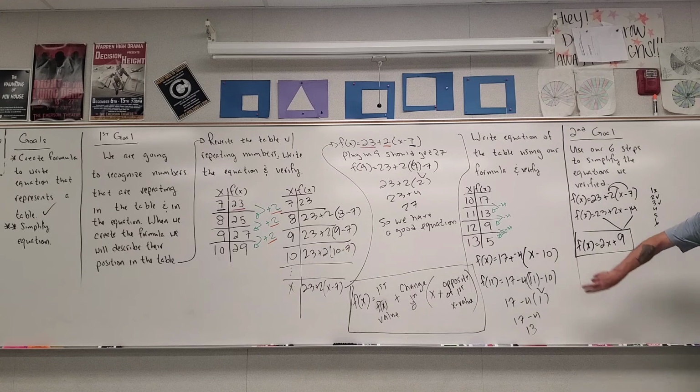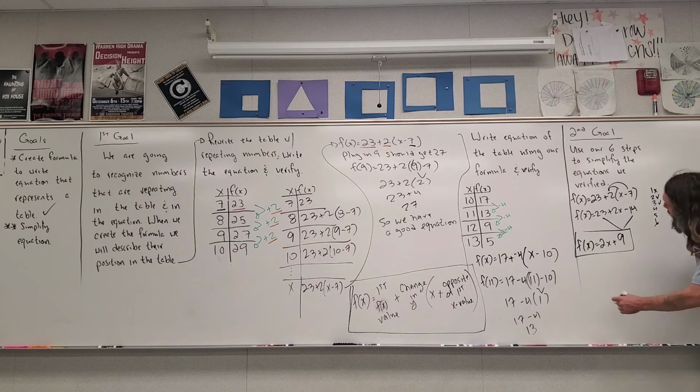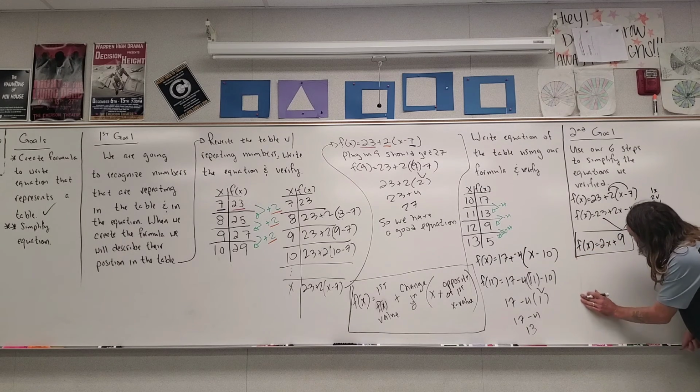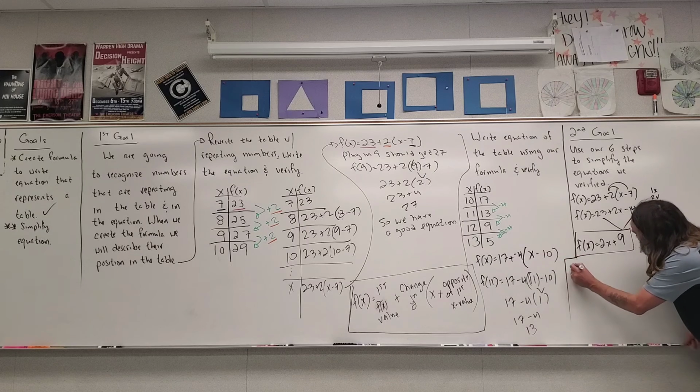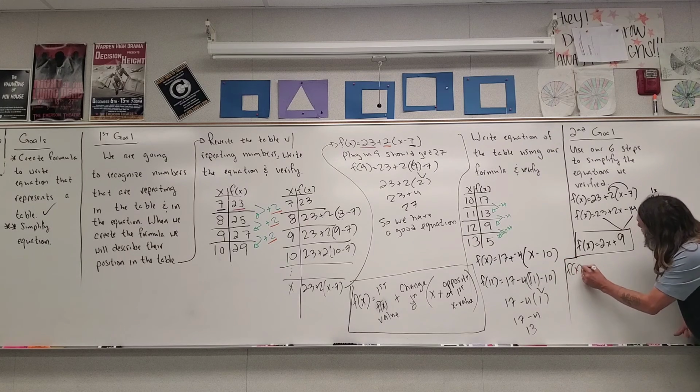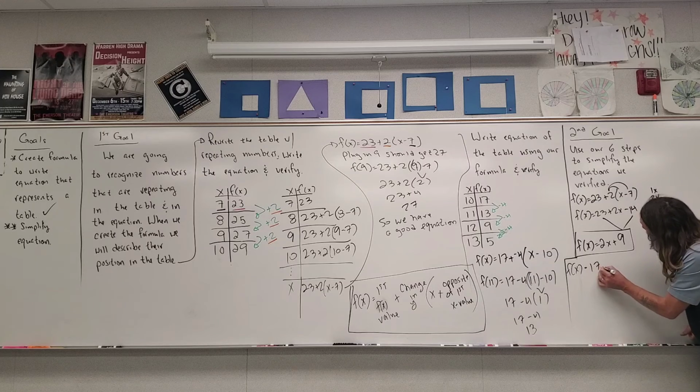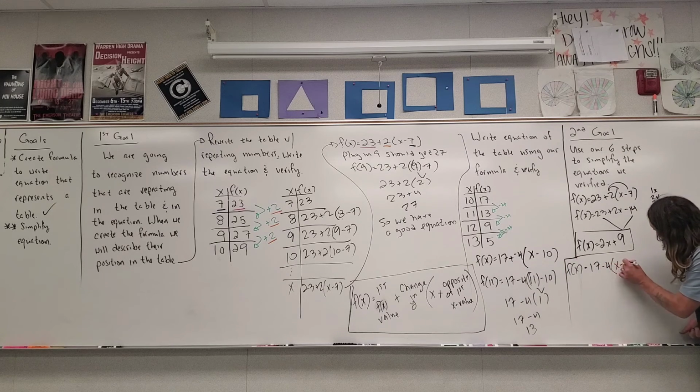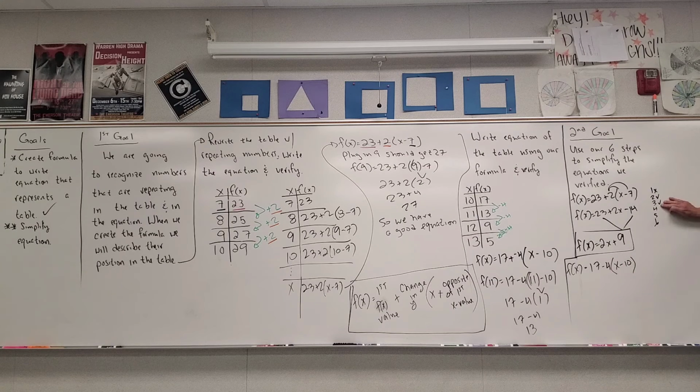All right, let's simplify this second equation here. And again, we'll just use our 6 steps. Let me give myself a little bit more room. So we have f of x equals 17 minus 4 parentheses x minus 10. Now, we don't have to go beyond step 3 most of the time. We'll see in the next chapter we have to use step 6, but right now we stop there.